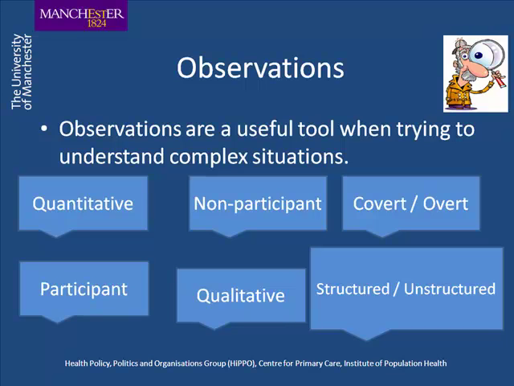In terms of covert and overt, there's also the question when carrying out observations of whether you want people to know why you're there. If they're aware of your research project or why you're observing them, do you think that will impact upon the type of data that you get from the observation?